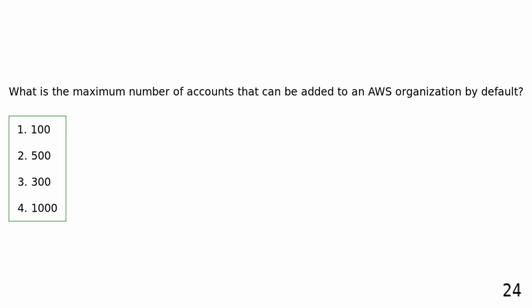What is the maximum number of accounts that can be added to an AWS organization by default? 100. 500. 300. 1000.